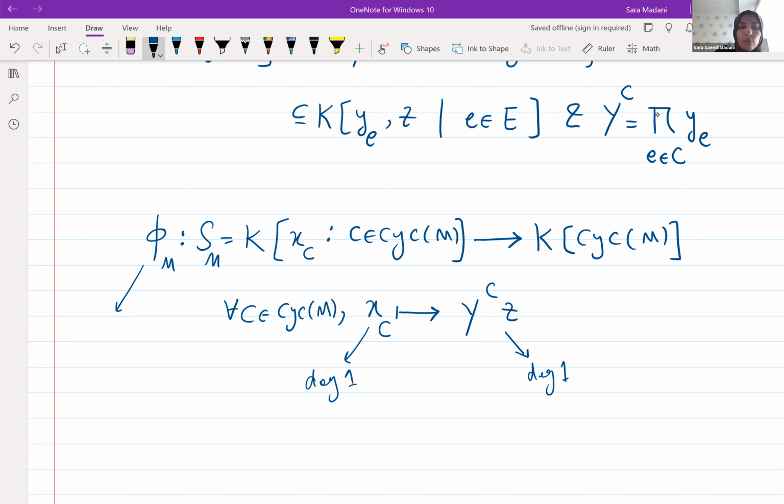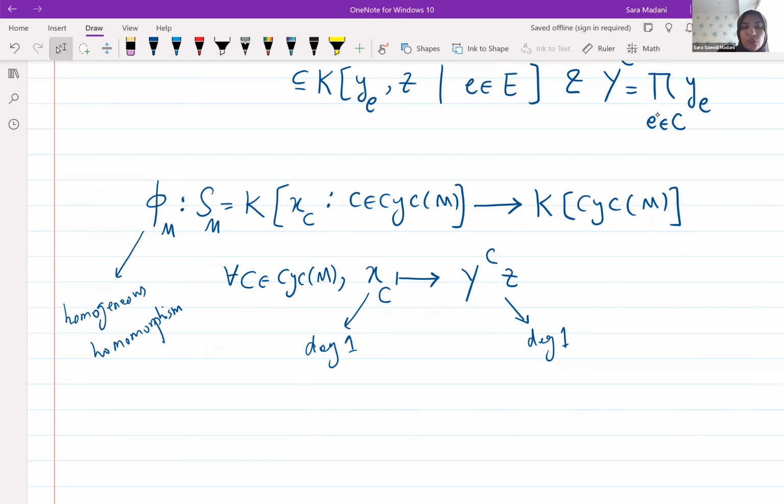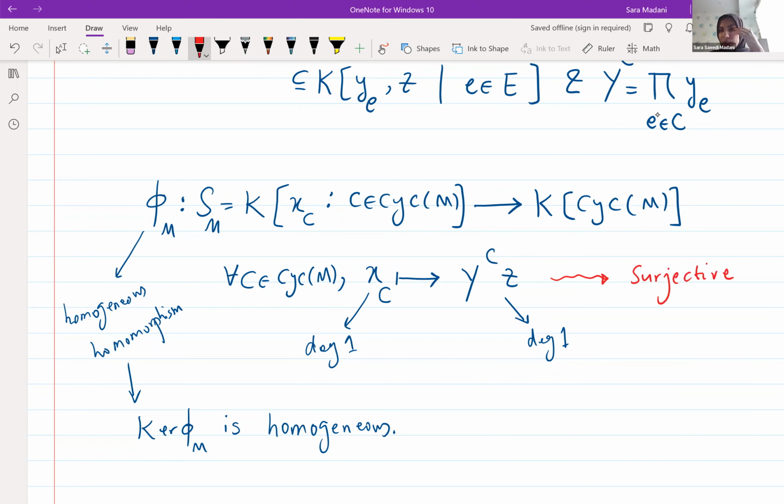So this map phi_M is a homogeneous homomorphism. And if we look at its kernel, then it would be, again, a homogeneous ideal. So the kernel of phi_M is homogeneous or graded. And if we look at the way that we defined this map, it is clear that this is surjective. For any generators of my K-algebra in the right-hand side, we find something in the polynomial ring S_M which goes to that generator. So this is for sure surjective.